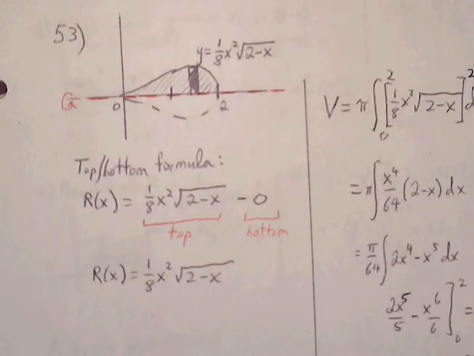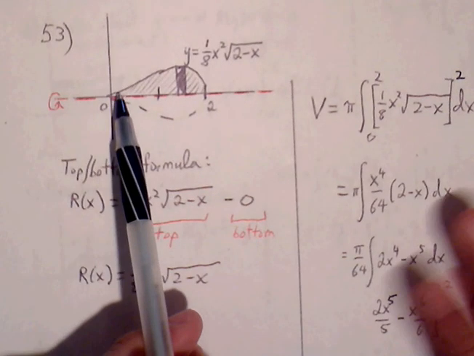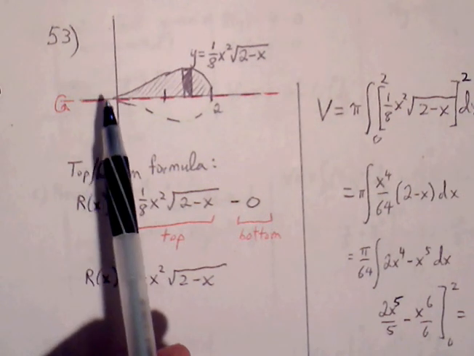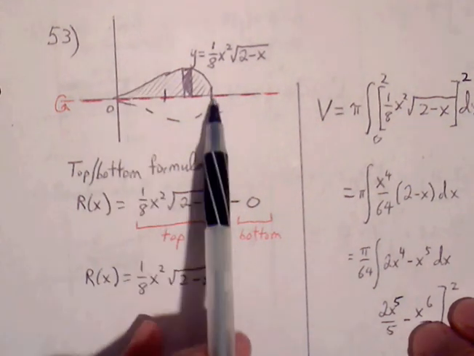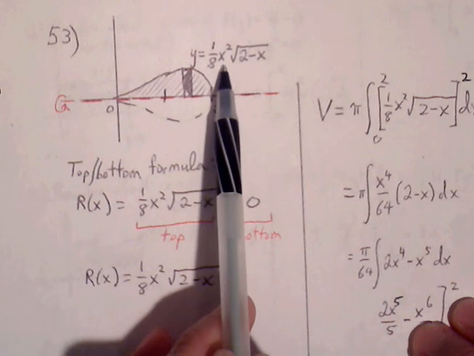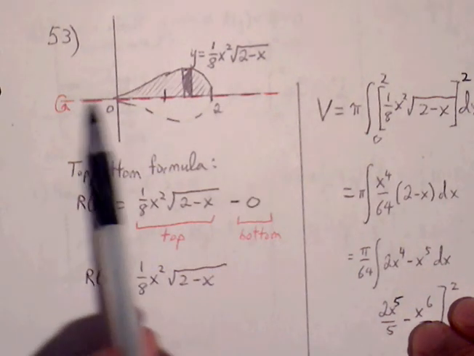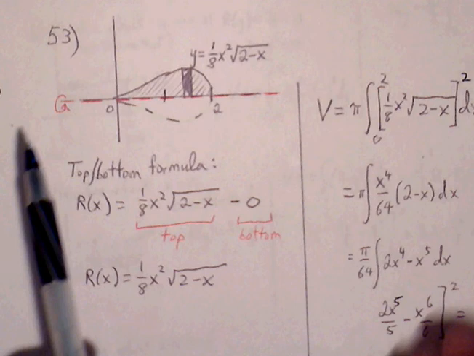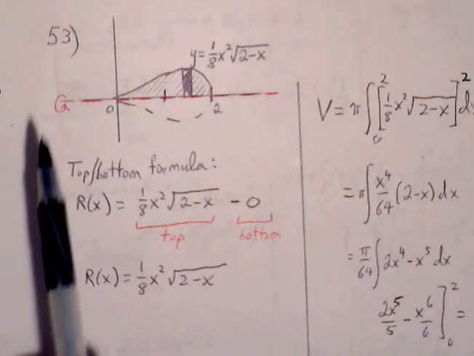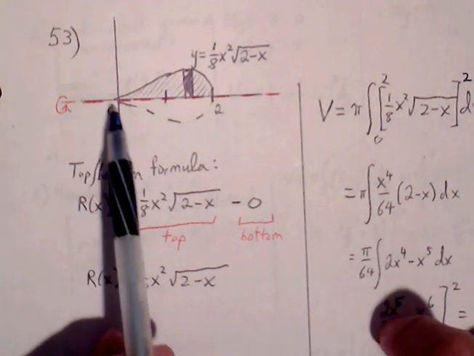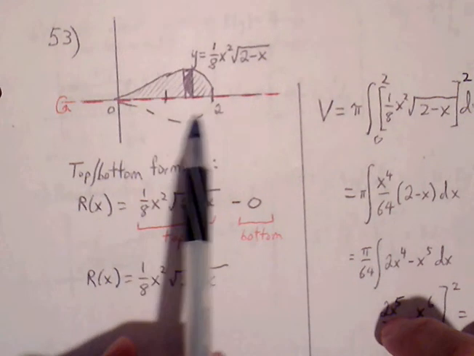Okay, 53. The problem gives you the diagram with the curve 1/8 x squared, square root of 2 minus x. Axis of rotation is the x-axis. So it's the center of our graph. So this graph will kind of look like a teardrop that's sideways.